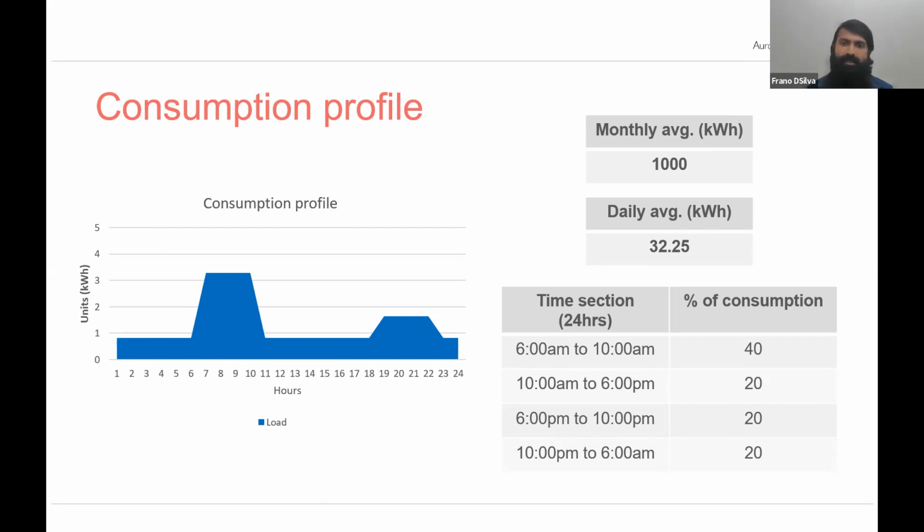And the time sections are as mentioned in the table, that is from 6 a.m. to 10 a.m., from 10 a.m. to 6 p.m., from 6 p.m. to 10 p.m., and finally from 10 p.m. to 6 a.m. To generate this consumption profile in the web tool, we use the percentage of consumption, which should amount to 100%. To have an accurate representation, we use 40% of the consumption between 6 a.m. to 10 a.m. and the remaining time sections will have a consumption of 20% each.